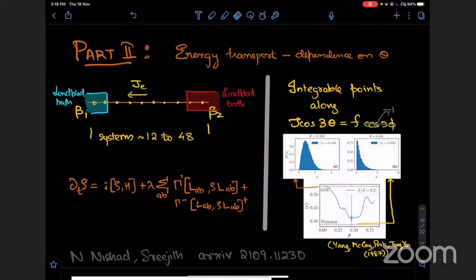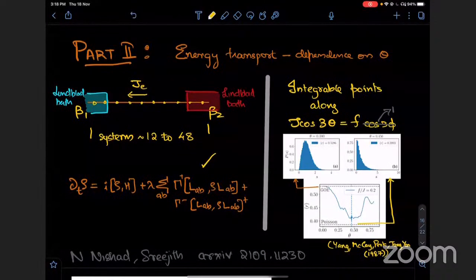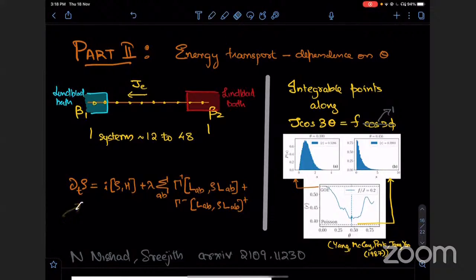now related to the transport properties of the chiral clock model. Here we studied the effect of the chirality parameter theta on energy transport in the system. So we essentially used the Lindblad operator to mimic different temperatures at the boundary of the system, and studied systems of different sizes from 12 to 48 using a matrix product states implementation of this Lindblad master equation.